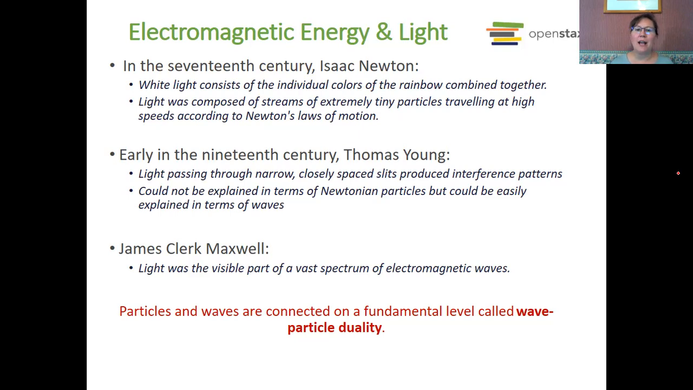In the 17th century, Isaac Newton was working with white light, and white light just means that we have all the colors of light combined together. Then in the 19th century, we had Thomas Young, and he was working on passing light through small slits to create interference patterns. And then we had James Maxwell, and he said, okay, wait a minute. Visible light is part of a vast spectrum of electromagnetic waves. That means that particles and waves are now connected on a fundamental level that we call the wave-particle duality.